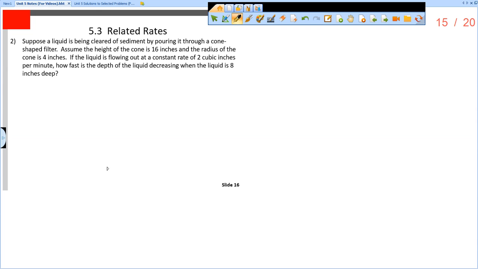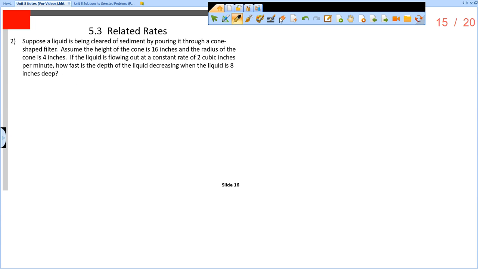All right, so another example here of using related rates. Suppose a liquid is being cleared of sediment by pouring it through a cone shaped filter. Assume the height of the cone is 16 inches and the radius of the cone is 4 inches. If the liquid is flowing out at a constant rate of 2 cubic inches per minute, how fast is the depth of the liquid decreasing when the liquid is 8 inches deep?